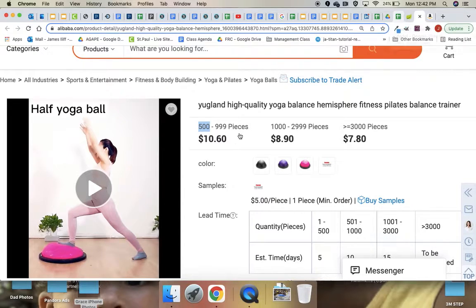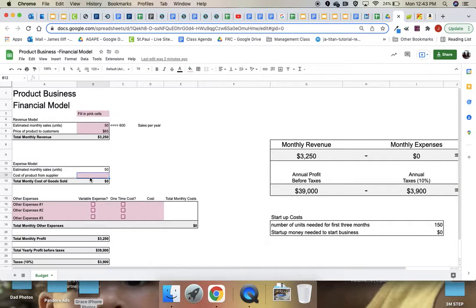But let's assume we're going to go with this manufacturer. Let's assume we're going to buy 500 of these. So it's going to cost us $10.60 per ball. So when I come over here and I type in $10.60, now you can see if I buy them for $10.60 and I sell 50 a month, that's a total monthly cost of goods sold of $530.